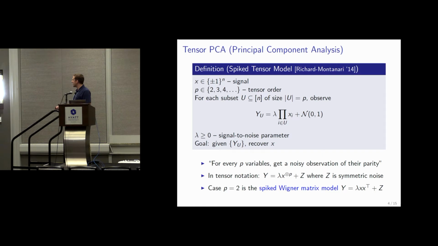One can equivalently write this in tensor notation, where you observe this rank 1 tensor plus noise. This is essentially equivalent if we ignore the entries of repeated indices, which turn out to be not important. And perhaps you've heard of this spiked Wigner matrix model, which is just the case p equals 2, where you get to see a rank 1 matrix corrupted by noise. All right, so this is the problem.